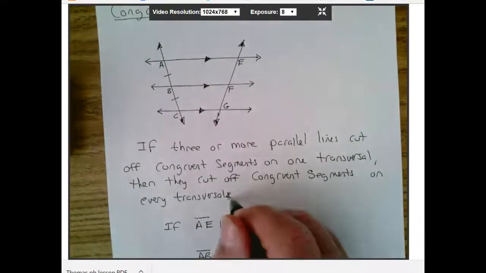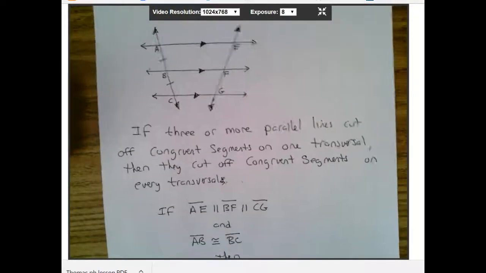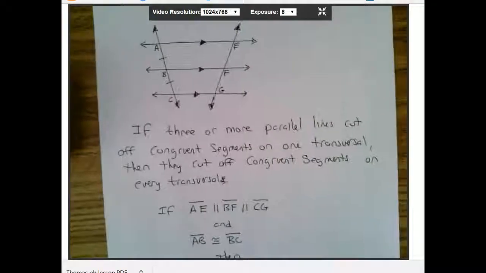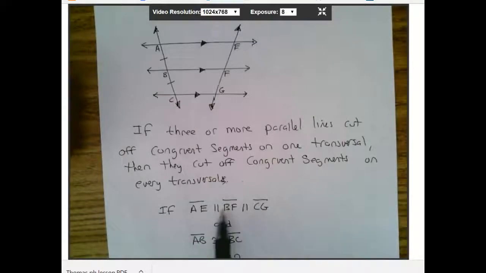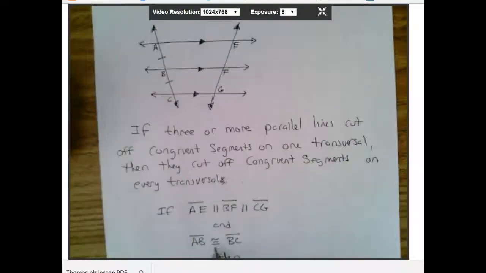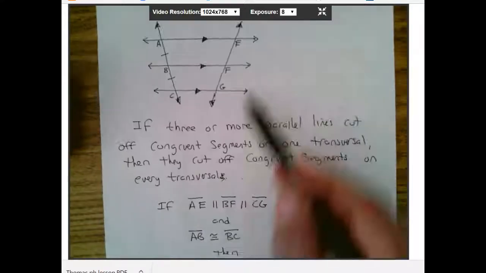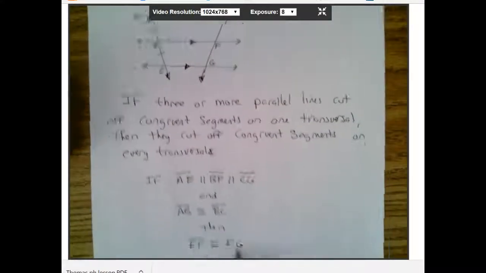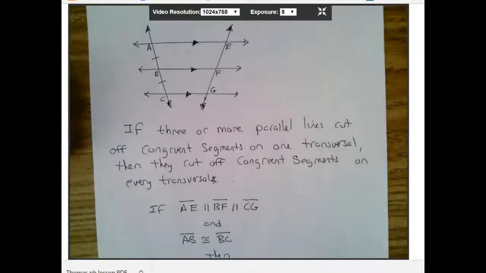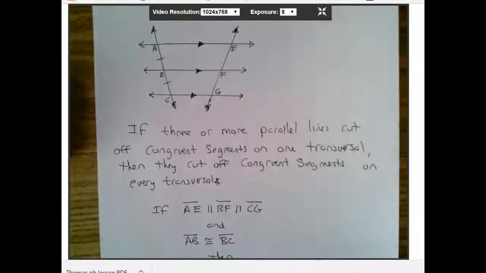There should be no S there. Every transversal. So when we look at that, that really tells us if AE is parallel to BF, okay, and BF is parallel to CG, then they're all parallel, and AB, this right here, is congruent with BC, then we can assume that EF, over here, is congruent with FG. And that's kind of something you want to add to your notes as well and keep in mind.